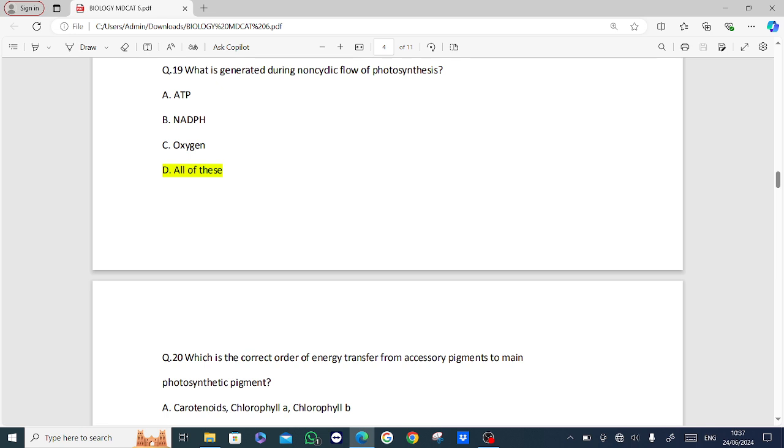Next MCQ is, what is generated during non-cyclic flow of photosynthesis? Options are ATP, NADPH, oxygen, all of these. Answer is option D, all of these.